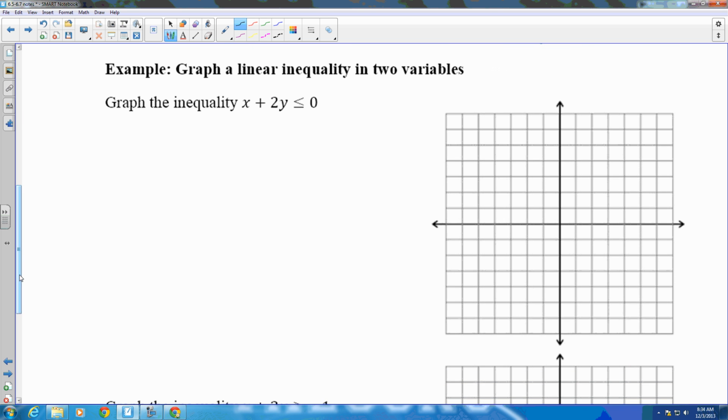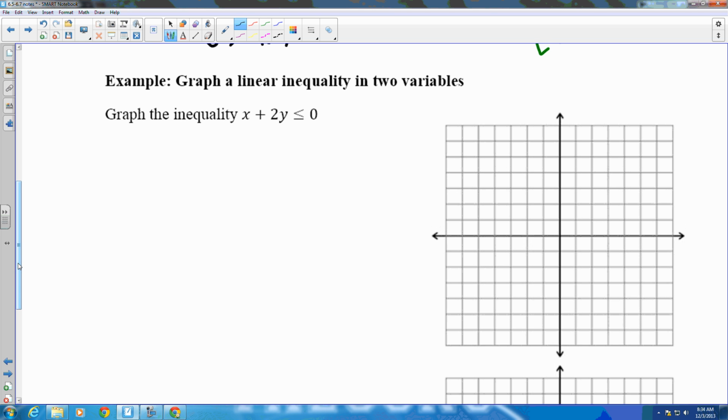Okay, the next one, I think it's going to be easiest to change this back into the form we had before to solve it for y and get it into slope-intercept form. So I'm going to subtract x from both sides. Divide by 2. Y is less than or equal to negative 1/2 x. Next thing we can point out is that it's for sure going to be a solid line.